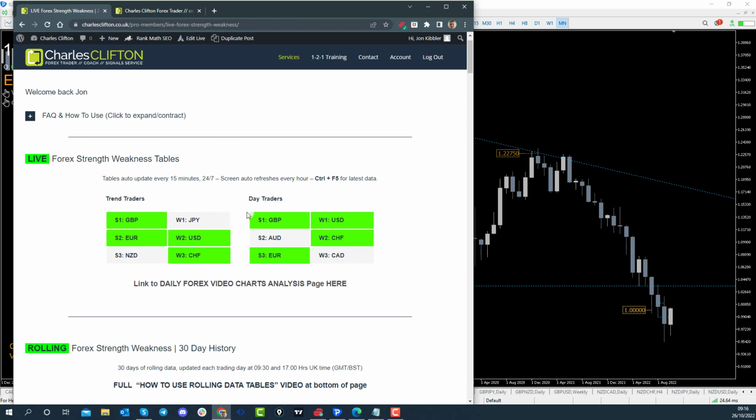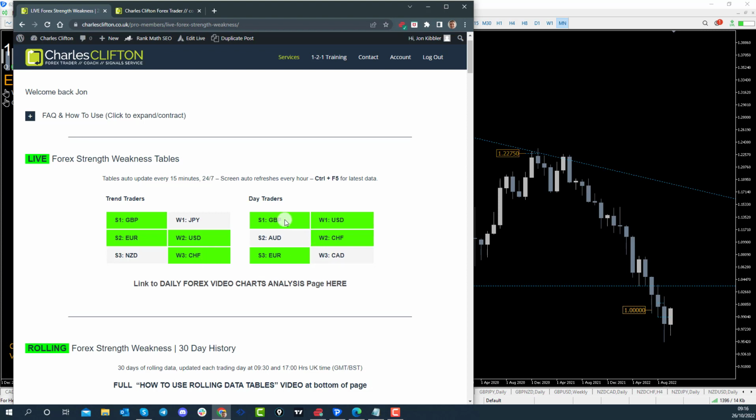So, what are the live Forex Strength and Weakness tables telling us today? Well, pound still remains top of the tables, followed by the euro on the Trend Traders, and then the New Zealand dollar on the Trend Traders as well. So the strongest currency is the pound, the second strongest is the euro, the New Zealand dollar is the third strongest. On the weak side of the table, we have the yen, which is W1. The second weakest is the US dollar, and the third weakest is the Swiss franc.